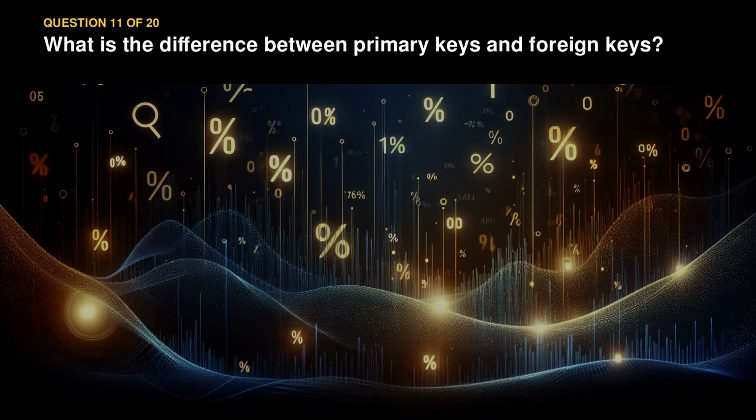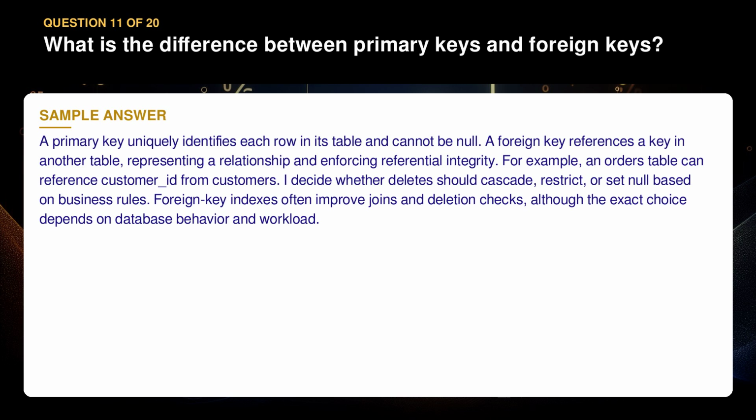Question 11. What is the difference between primary keys and foreign keys? A primary key uniquely identifies each row in its table and cannot be null. A foreign key references a key in another table, representing a relationship and enforcing referential integrity.